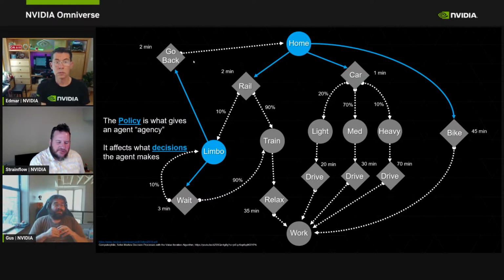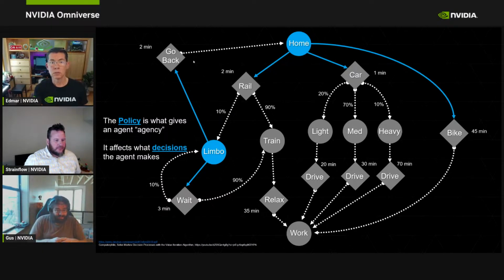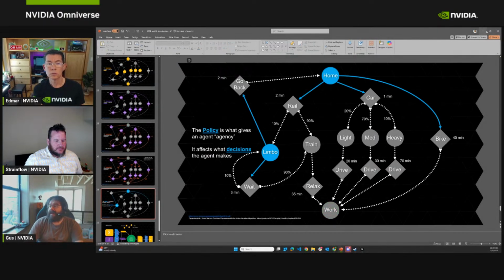Our policy determines what decisions we make where as we step through this larger graph that describes the world that we're trying to navigate. And that's all I was able to prepare for.